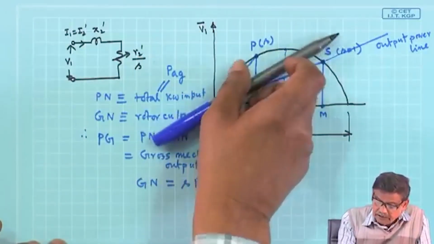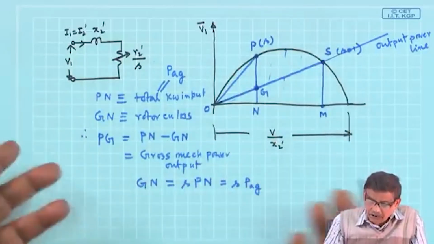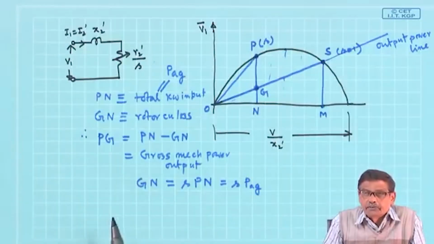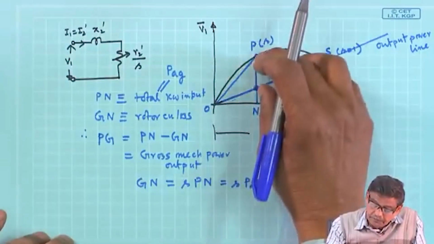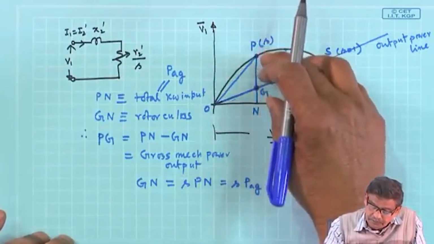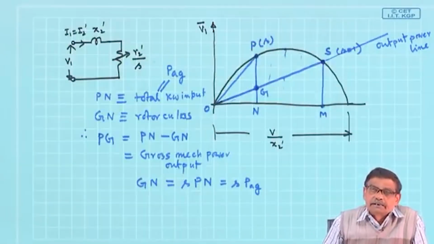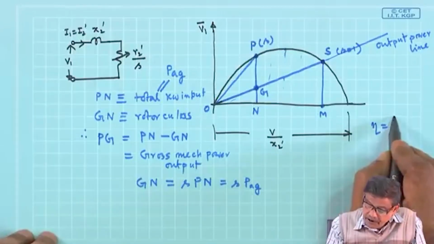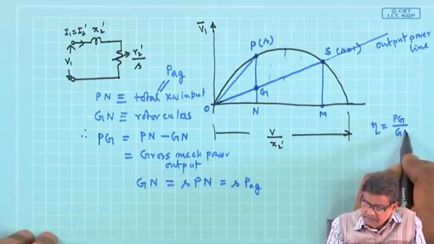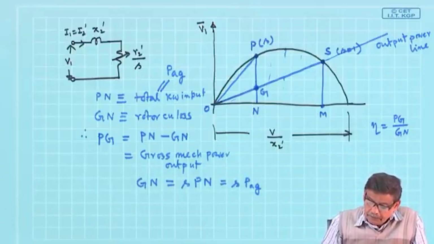From that I will fix up the operating point there, and only two things can be found out. For example, the efficiency of the machine will be the mechanical power output, Pg by Pn, that will be the efficiency of the machine at that time. Efficiency will be output mechanical power by Pn. Something like that can be done very simply.